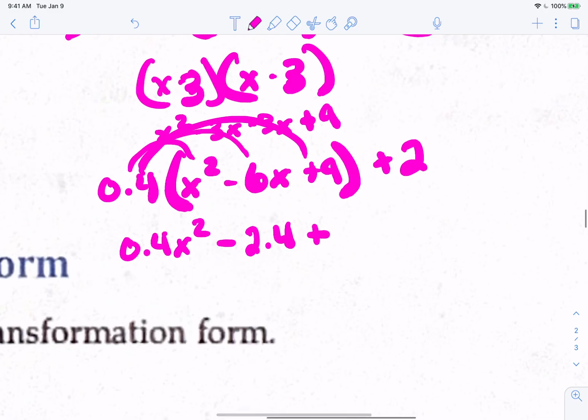It's 36, so it's 3.6. Did you do that in your head? Yeah. Good for you. Look at that. Okay, plus 2. Oh, wait. My 2.4 needs an x. Sorry. I forgot an x on my 2.4. Make sure you put that.